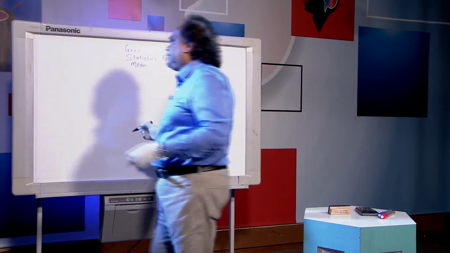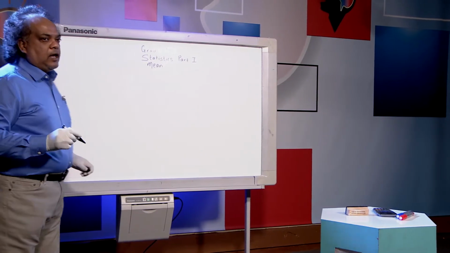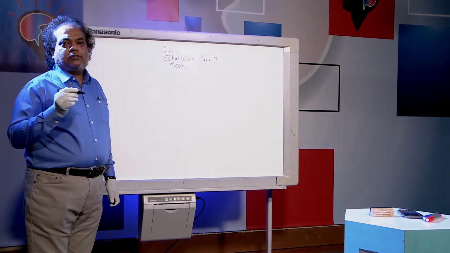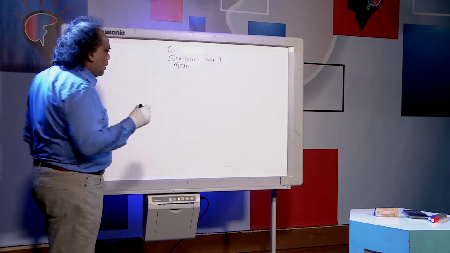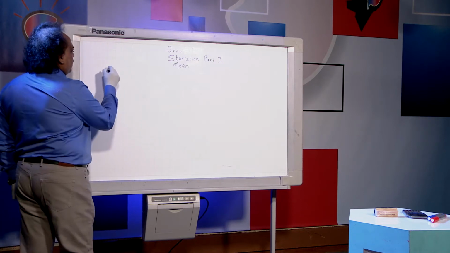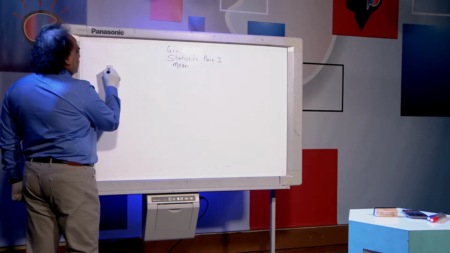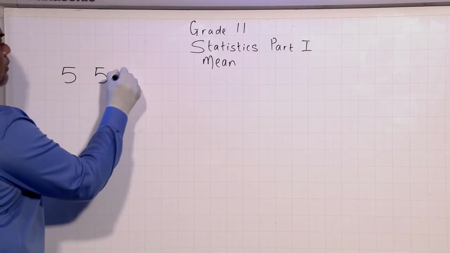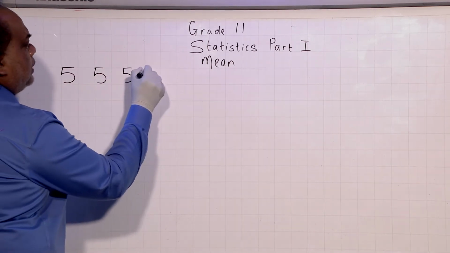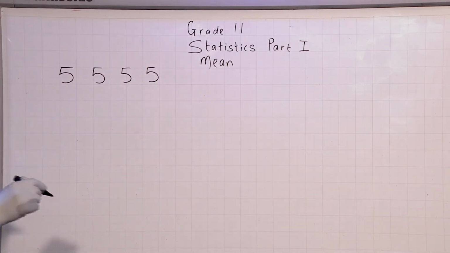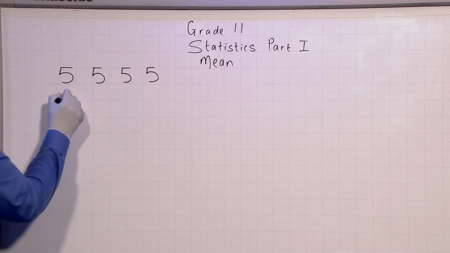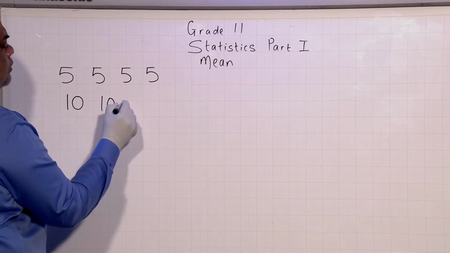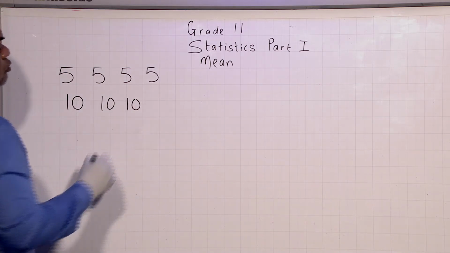Consider we have 10 students and we ask them what is the amount that they spend during lunchtime. And suppose that the first student tells me he or she spends 5 rupees. The second one, 5 rupees. Third one, 5 rupees. Fourth one, 5 rupees. The sixth one, 10 rupees. 10 rupees. Seventh one, eighth one, 10 rupees.